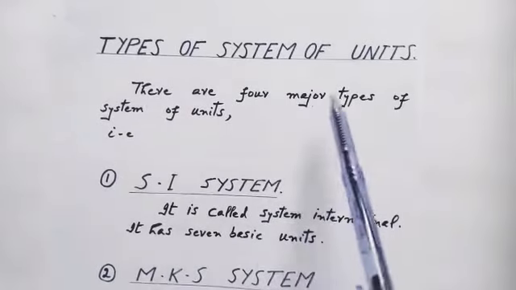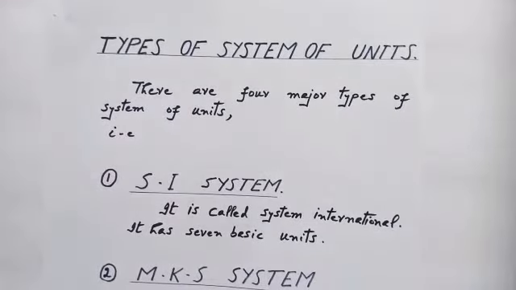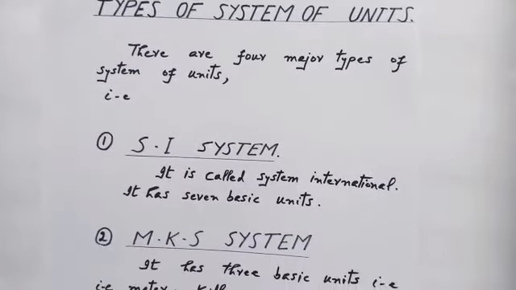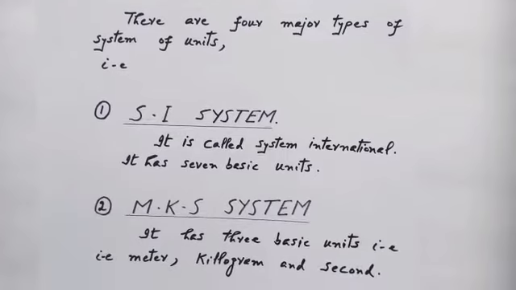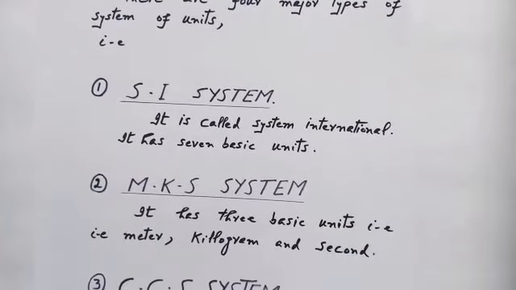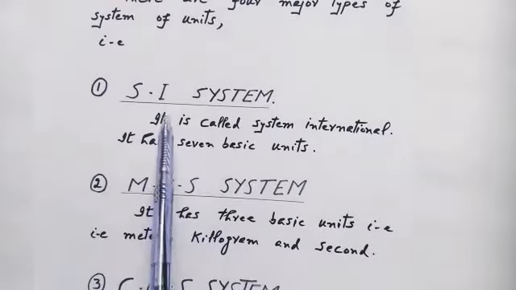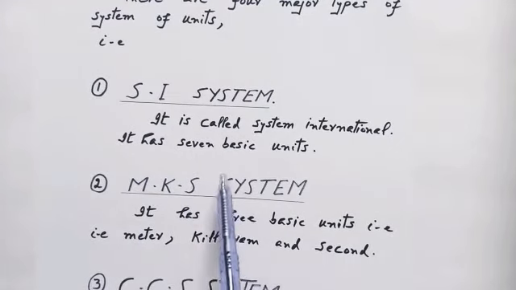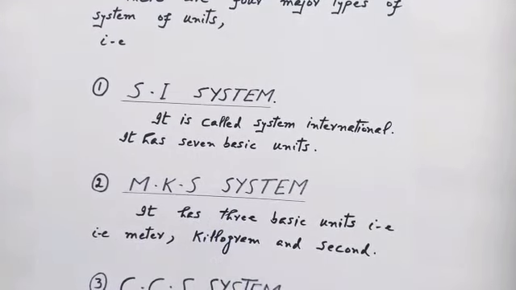Next, the types of system of units. There are four major types of system of units. Number one, the SI system of unit. And SI system is the international system or the system international. It has 7 basic units and all other units are the derived units.